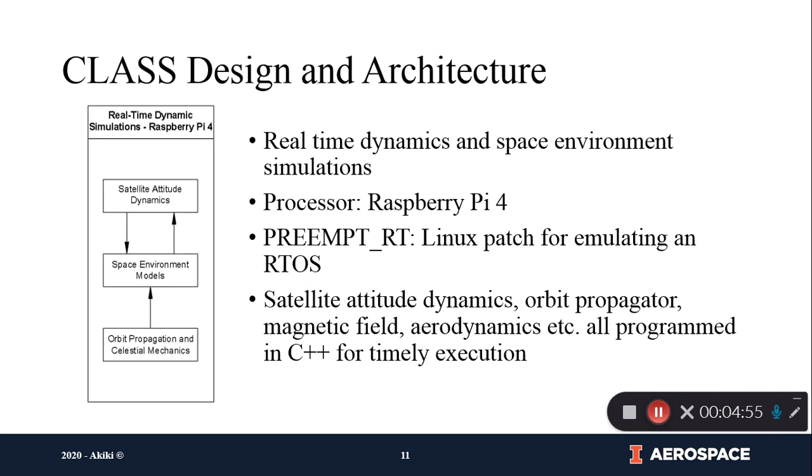So the way we went through and designed CLASS is that we programmed a Raspberry Pi 4 which satisfies the requirement of having widely used processors in the test setup. So we programmed this Raspberry Pi 4 to execute real-time dynamic simulations of a satellite in orbit. This consists of attitude dynamics, orbital mechanics, and space environment models. To have the Raspberry Pi act as an RTOS, we installed a Linux patch called PREEMPT_RT.